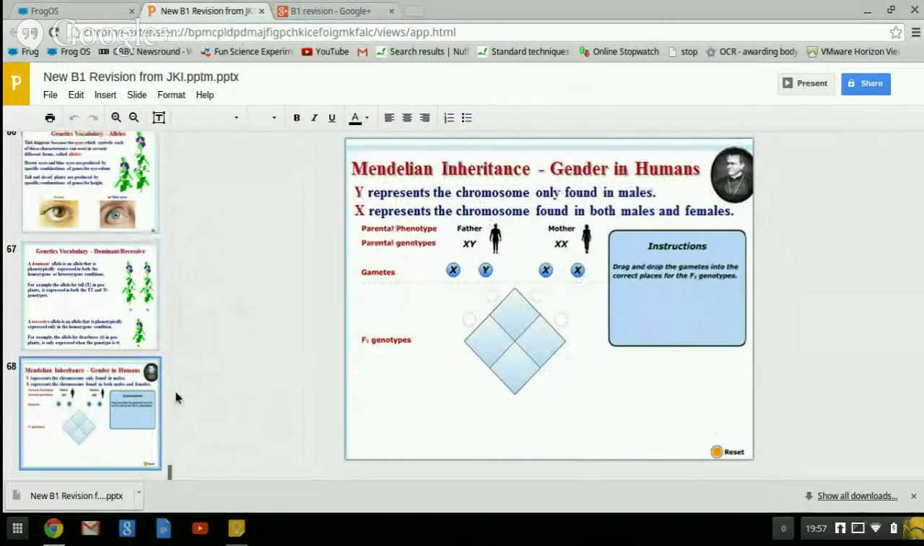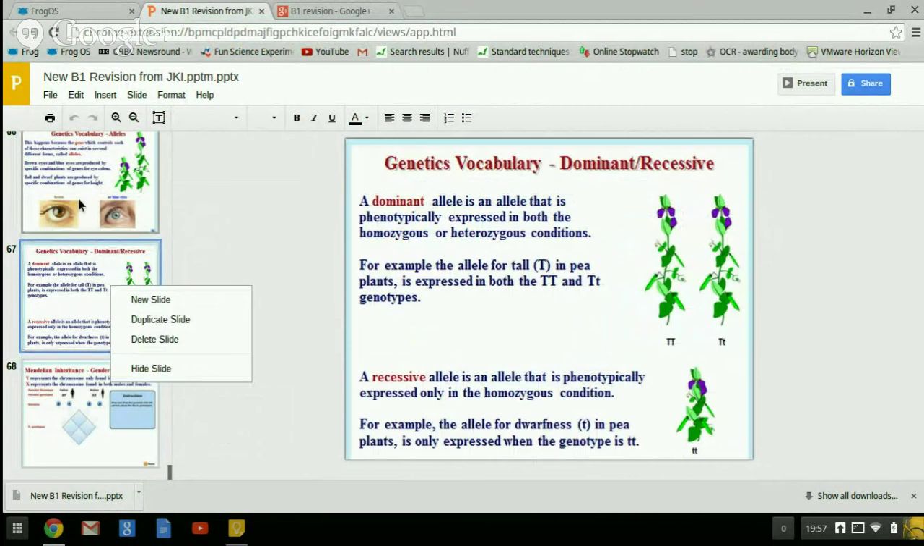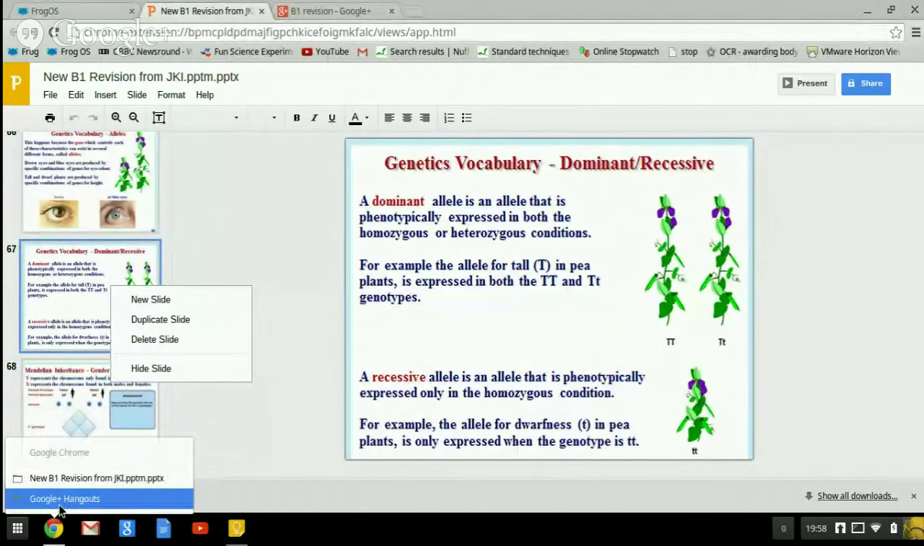Okay, now the thing is with genetic crosses, you do need to practice them. But once you get them, they're fairly straightforward. You will find that the key words here, homozygous and heterozygous, will be in the actual exam question, so look out for those. All the clues are in the question, and hopefully you're still with me.